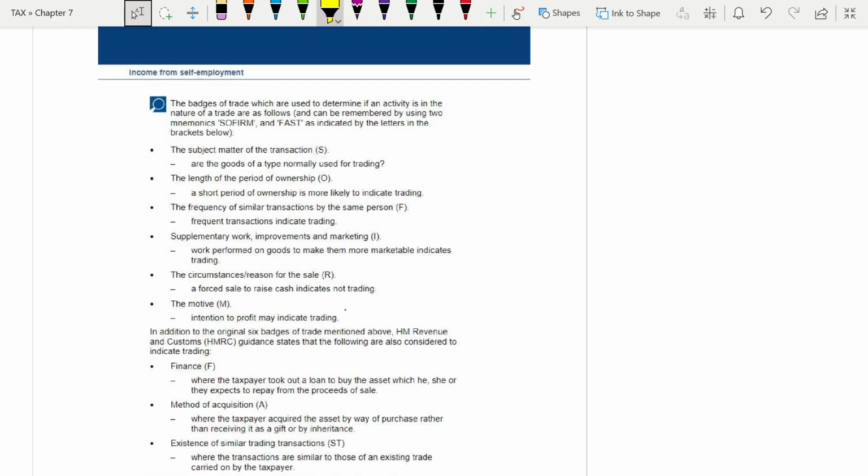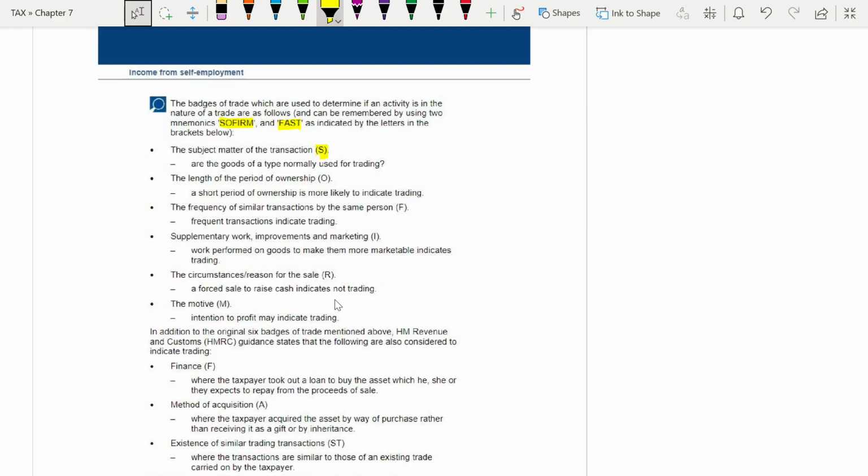The badges of trade which are used to determine activity in the nature of trade are as follows. They have given the acronyms, mnemonics, so firm, fast. Now, a little bit slowly, as it is the first time we are doing this.